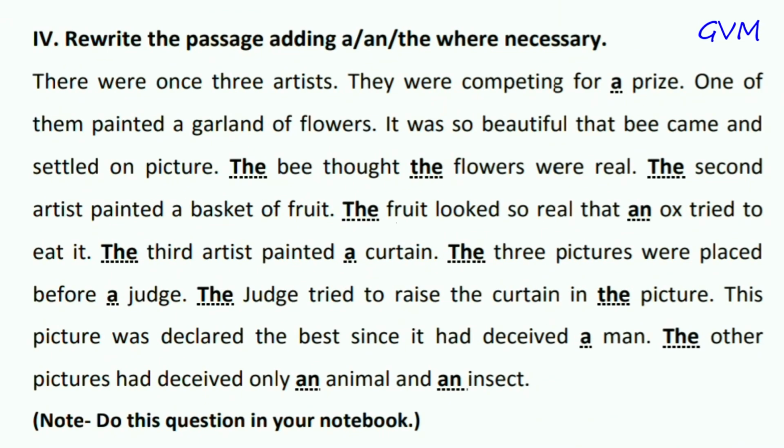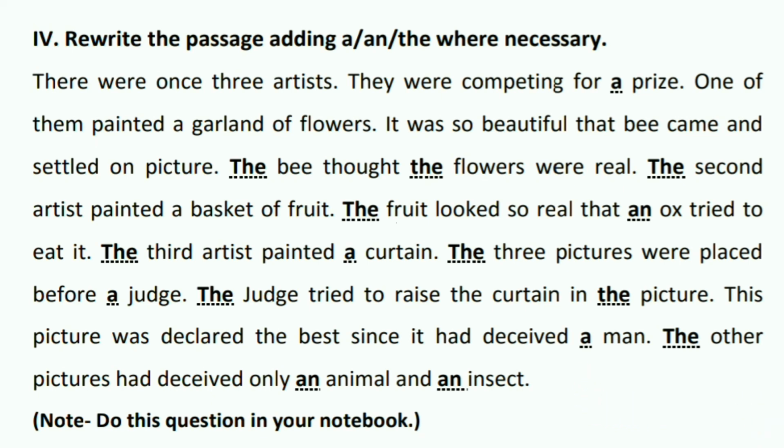Question number four. Rewrite the passage adding a and the where necessary. There were once three artists. They were competing for dash prize, and the answer is a, because prize starts with a consonant sound. One of them painted a garland of flowers. It was so beautiful that a bee came and settled on the picture. Dash we thought dash flowers were real. And the answer is: the bee thought the flowers were real.